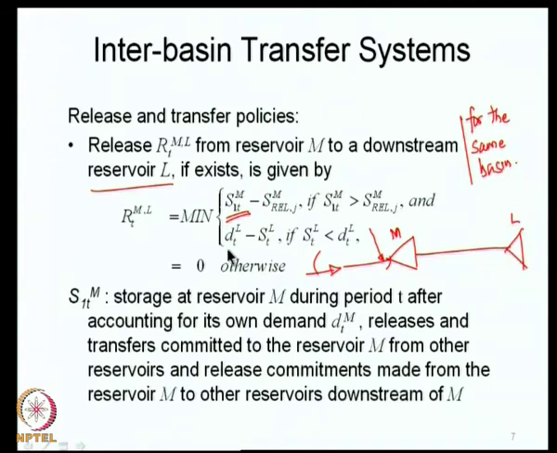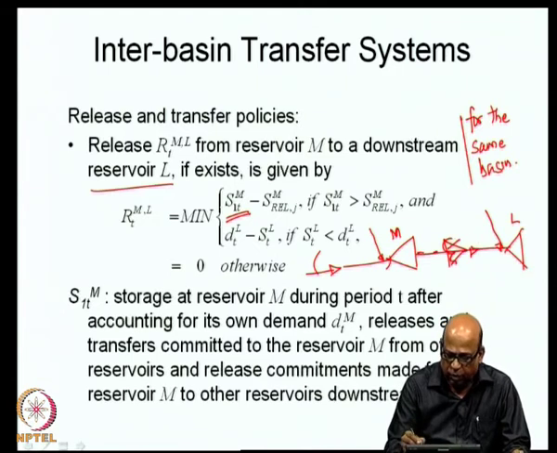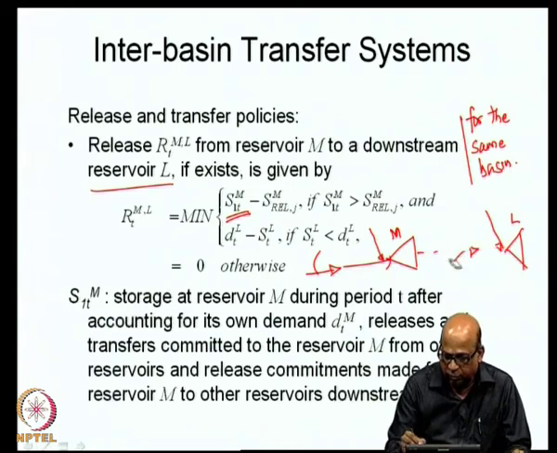Now, when we reckon the deficit at the reservoir L, downstream reservoir L, you would have accounted for whatever transfers and whatever releases that it would have got. It may have also got some transfers here and it may have got some release from other reservoirs upstream of that, but downstream of M. So, you may have several other reservoirs here. So, all of these you account for and then make the release.